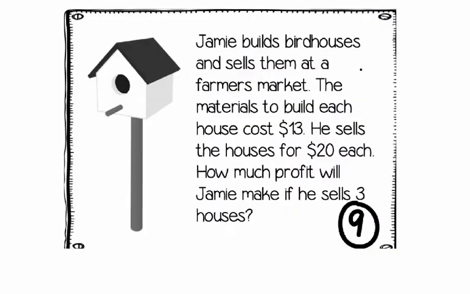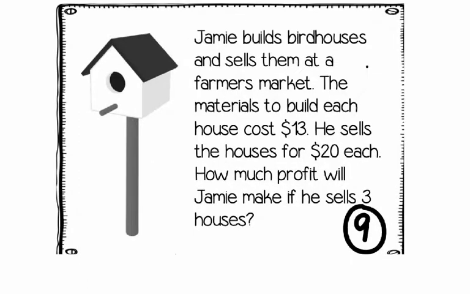Jamie builds birdhouses and sells them at a farmer's market. The material to build each birdhouse costs $13. He sells the birdhouses for $20 each. How much profit will Jamie make if he sells 3 birdhouses? So the materials to build each house cost $13. That means that Jamie is paying $13 for each house.